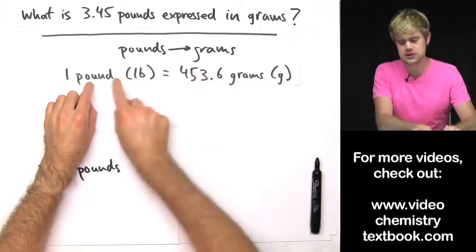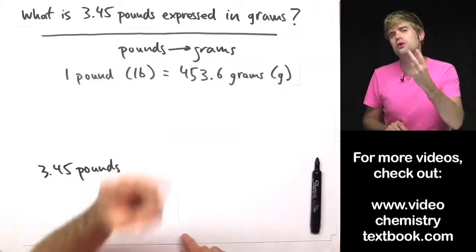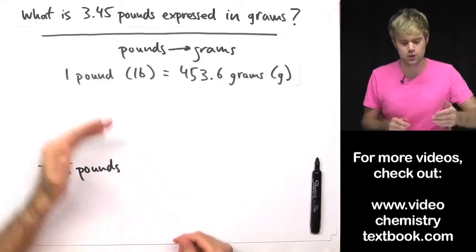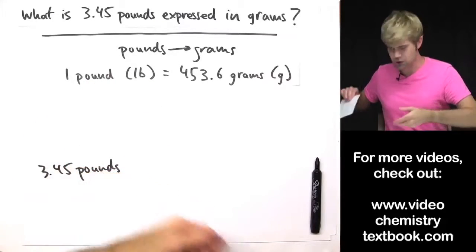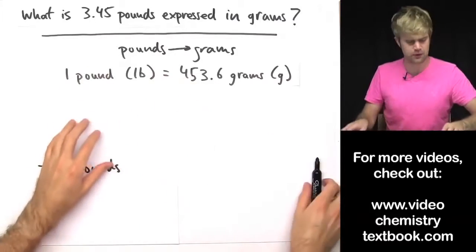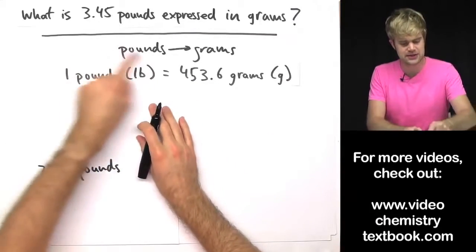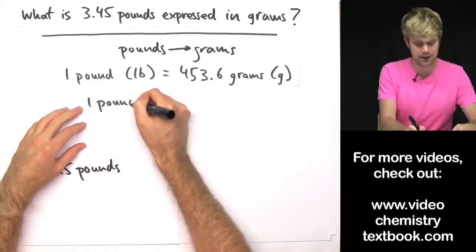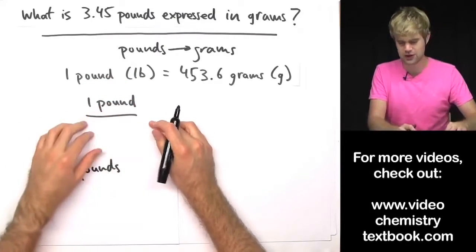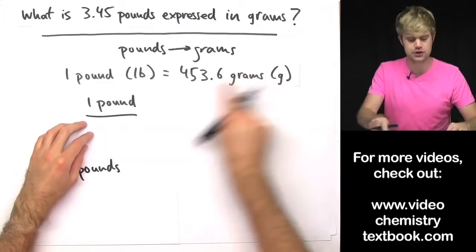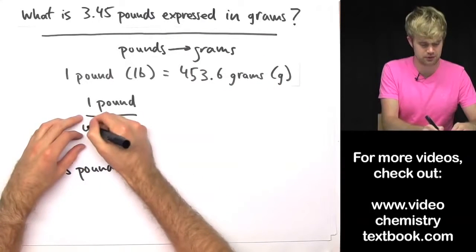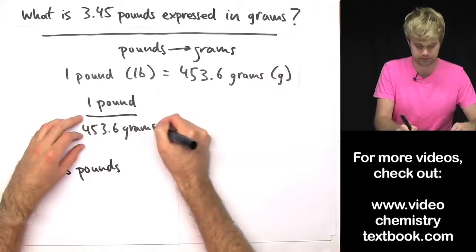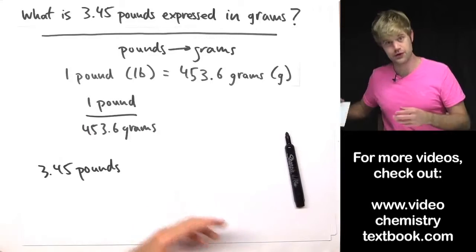We're going to use this statement now to write two conversion factors. A conversion factor is expressed as a fraction with a top and a bottom. So here's how we can take this and write a conversion factor. We're going to take this side of the equation, 1 pound, and put it on the top of the fraction, and there's a fraction line, and then this part of the equation is going to be on the bottom. So it's going to be 453.6 grams.